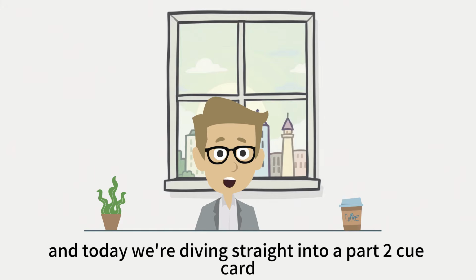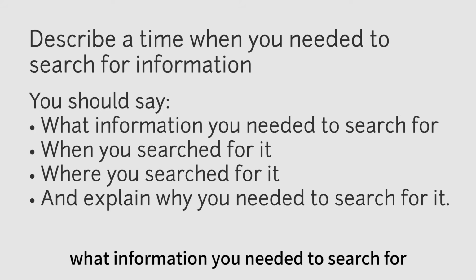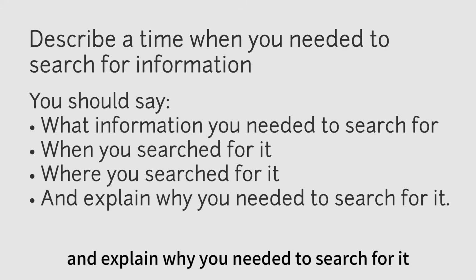I'm Archer, and today we're diving straight into a Part 2 cue card. Describe a time when you needed to search for information. You should say what information you needed to search for, when you searched for it, where you searched for it, and explain why you needed to search for it.